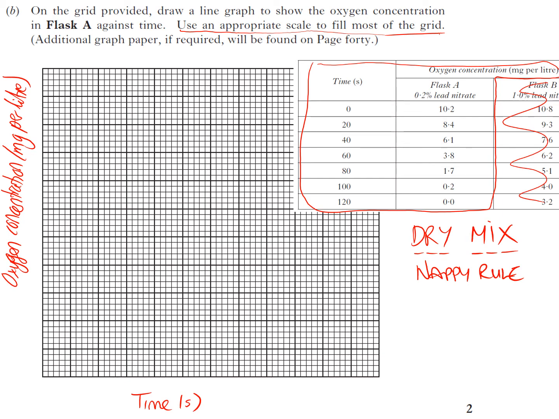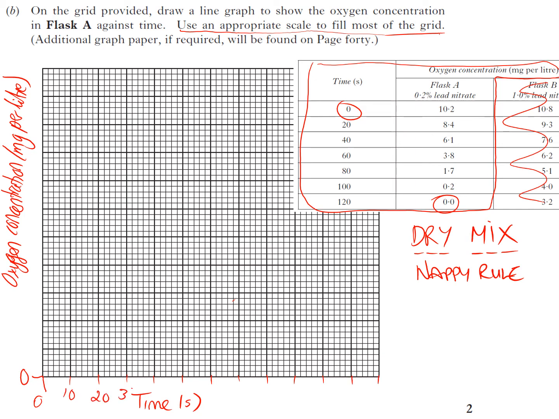Okay, we're looking for a 0 on both axes because this one's got a 0, this one's got a 0, so put the zeros in. Okay, on the time we need to get up to 120. So what would that be? 10, 20, 30, 40, 50, 60, 70, 80, 90, 100, 110, 120. They've given you it perfectly.